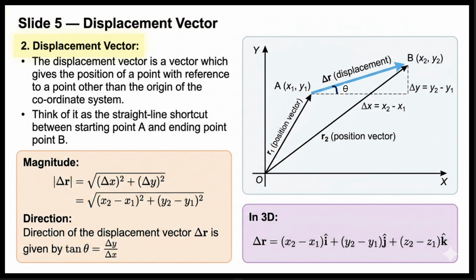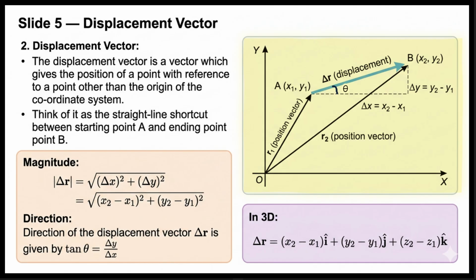The displacement vector differs from the position vector. It doesn't measure where you are, it measures how far and in what direction you've moved from one point to another. Think of it as the straight line shortcut from starting point A to ending point B, regardless of the path you actually took. The diagram shows point A at coordinates x1, y1, with position vector r1, and point B at x2, y2, with position vector r2.